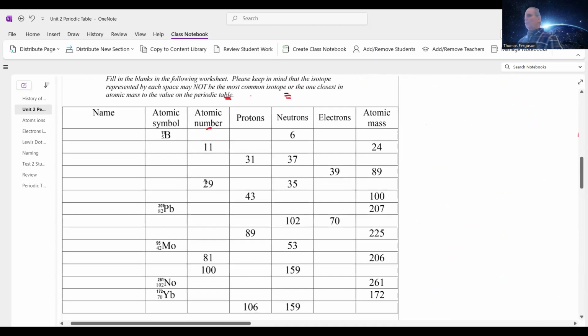Okay, we're going to be doing two worksheets. Not two workshops, two worksheets. We're going to be filling in this table. You get used to using your periodic table, finding the number of protons for a given element, the neutron, electron, atomic mass, symbol, and then the name. Okay? So let me show you how to do that.